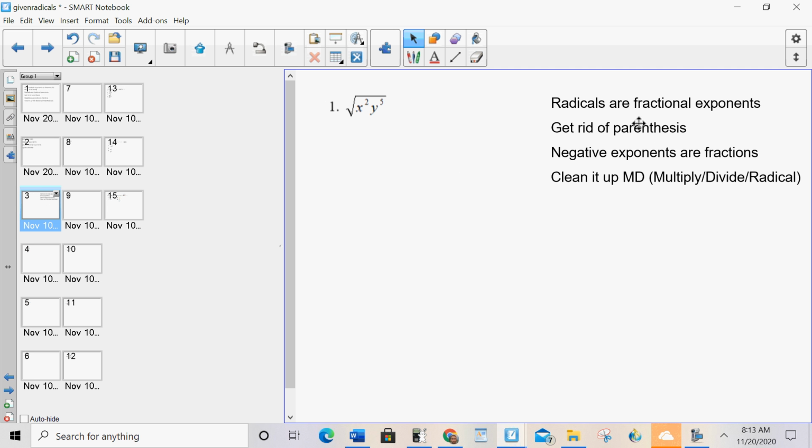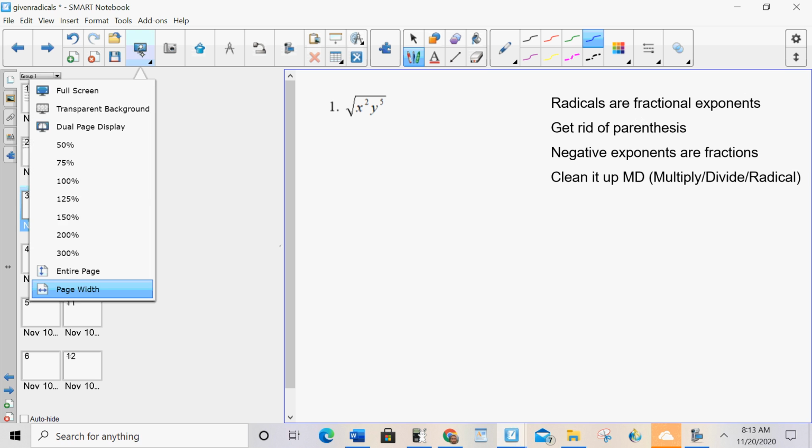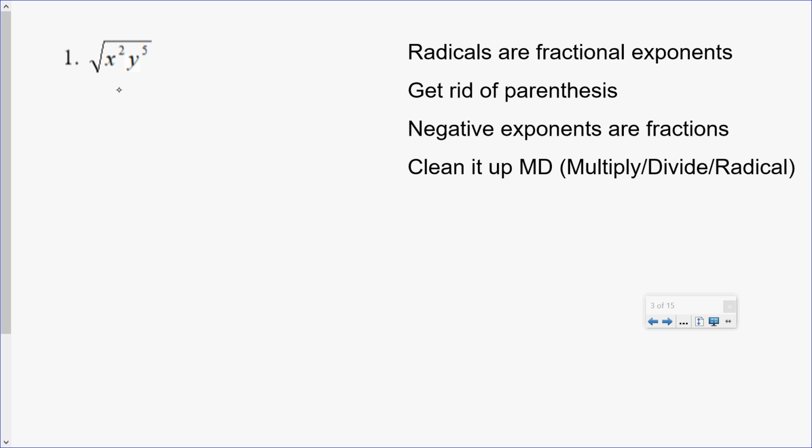Radicals are fractional exponents. Do I see a radical? Yes. Now, this is kind of new for this lesson. We haven't done this step. So I'm going to take what's inside the radical. I'm going to put it in parentheses. And I'm going to raise it to a fractional power. The fractional power is always the power over the root.